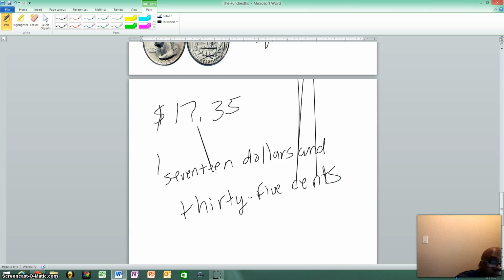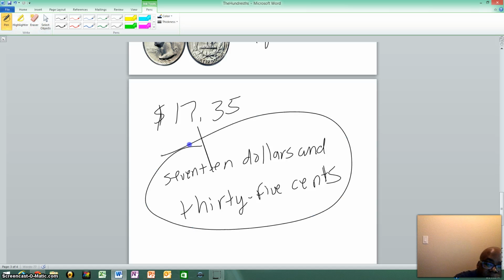Sorry about those little scribbles there. And that is the end of our lesson on decimals as money.